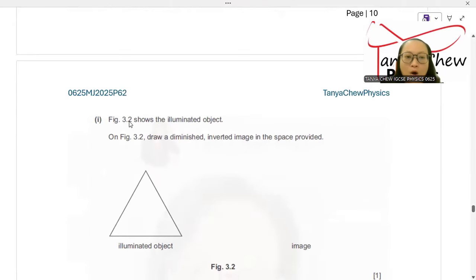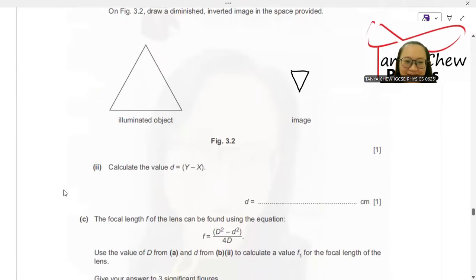Now, the first part, Fig 3.2 shows the illuminated object. On Fig 3.2, draw a diminished inverted image in the space provided. So diminished is getting smaller, so you just draw a small one. And we are done.